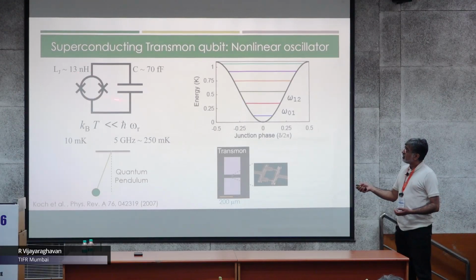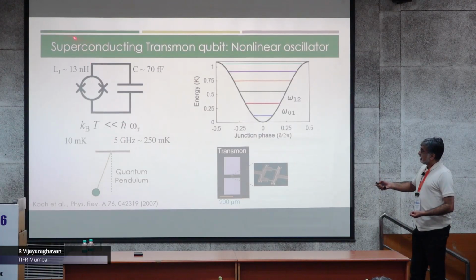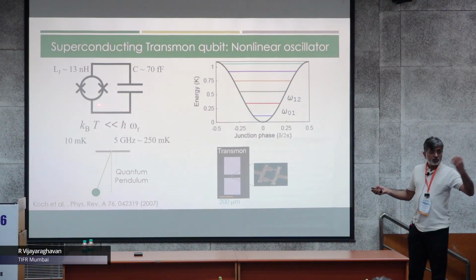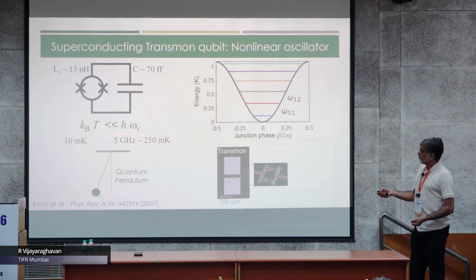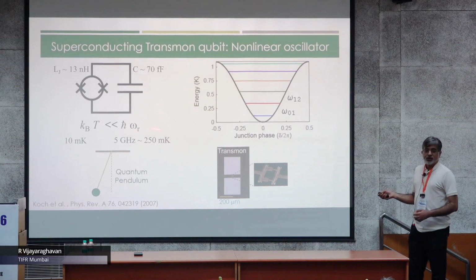So you have a nonlinear inductor shunted with a capacitor. Typical values of those inductance and capacitance are given here. That results in a resonant frequency, just 1 over square root of LC, of around 5 gigahertz, which if you convert into energy units and then into temperature units using this relation, you get that corresponds to about 250 millikelvin.